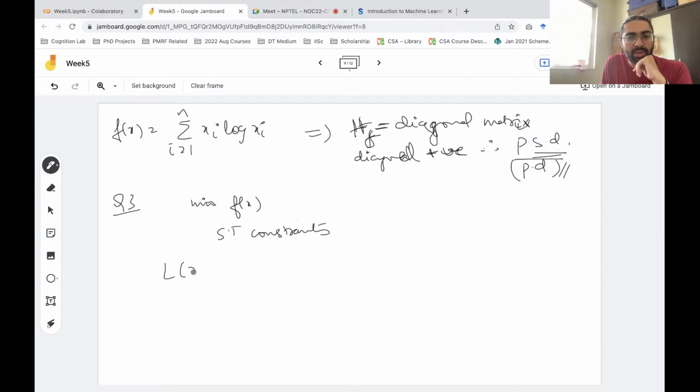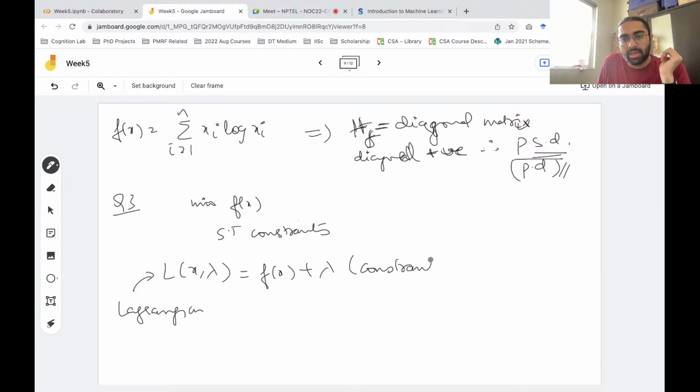So what you do is you form a Lagrangian. This is called a Lagrangian, where you say f of x plus lambda times the constraints, the constraints being some algebraic expressions. Now the idea here is that you will minimize this function first with respect to x. So I will do dou L by dou x, and I'll also look at dou square L by dou x square because I need to make sure that it is a minima. This tells me if it is a minima or not.